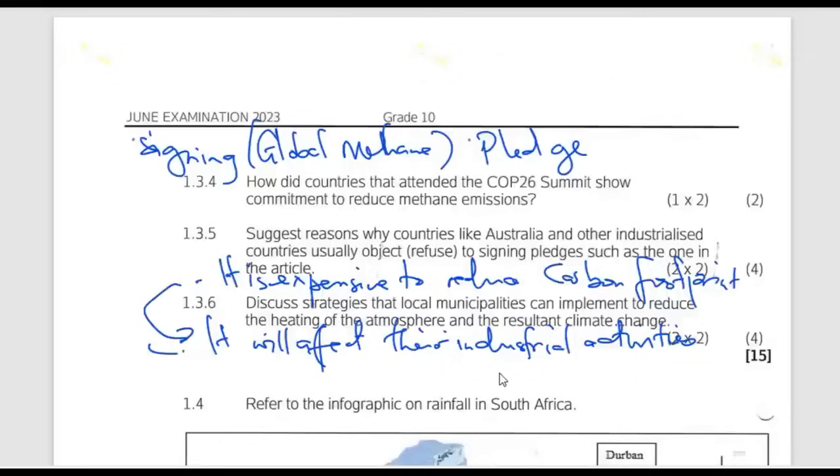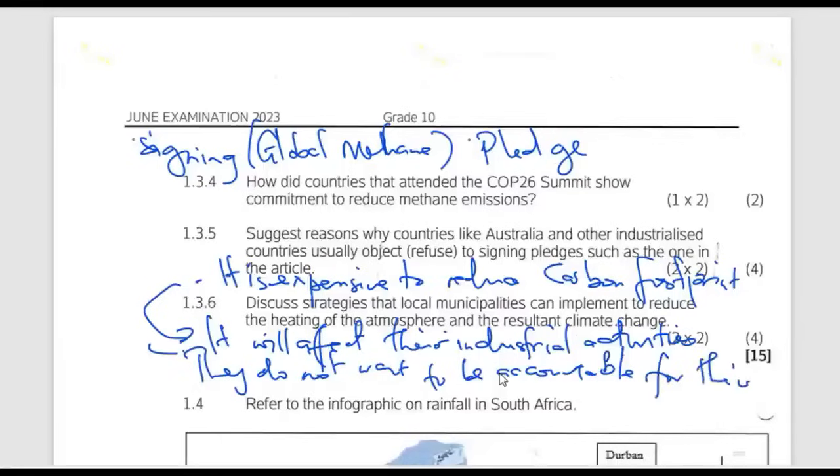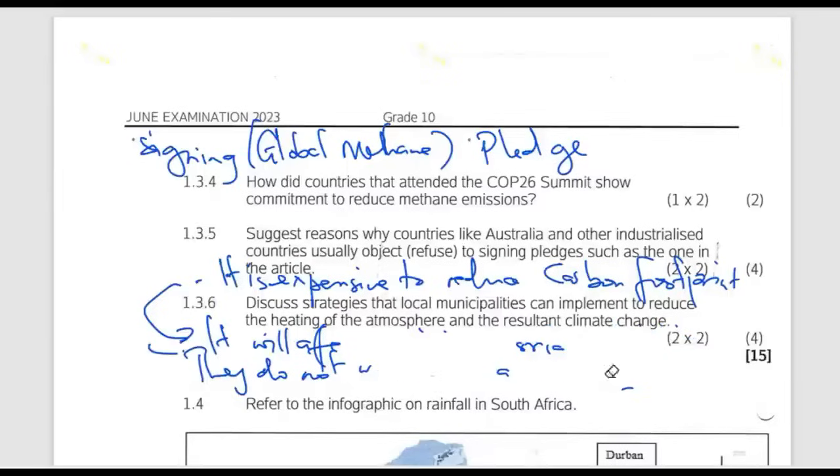Or we can also blame that they don't want to be accountable. They don't want to be accountable for their carbon footprint. They know very well that they are the ones who contribute the highest carbon footprint, but they do not want to be accountable for such. That is why I tend to find that they tend to object to signing of such pledges where countries commit themselves towards reduction of the levels of emissions.